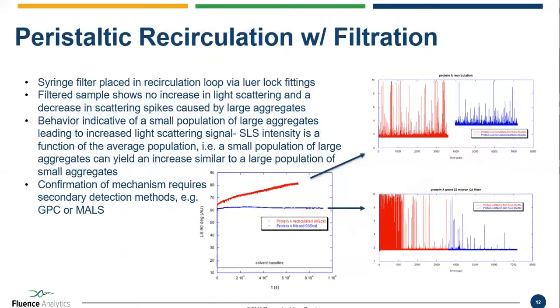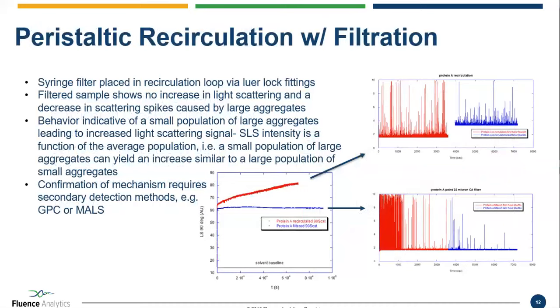So building on the work with the peristaltic recirculation, we've looked at doing that with different syringe filters in place. We've connected them within the recirculation loop via Luer lock fittings, so they're easy to switch in and out. On the particular plots that I'm showing here, on the middle plot at the bottom, in red, we have the 90-degree scattering signal from ARGEN for just a sample recirculated without filtration. And then in blue, we have one with, I believe, a 0.22 micron cellulose acetate filter in place. The plots at the right kind of explain these.